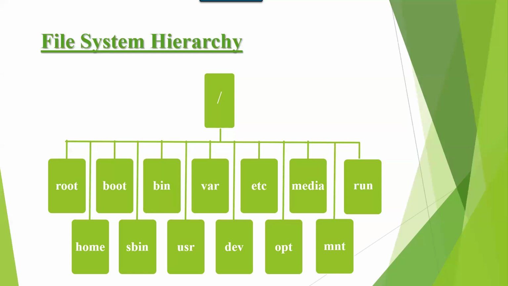USR contains default applications, applications which come along with the operating system. Those applications are stored under USR. Var contains variable files. System log files are stored under var. Dev contains devices information. Devices means partitions. In Windows we call it partition, in Linux we call it device. All the devices information is stored under dev. etc contains configuration files. System configuration files are stored under etc.